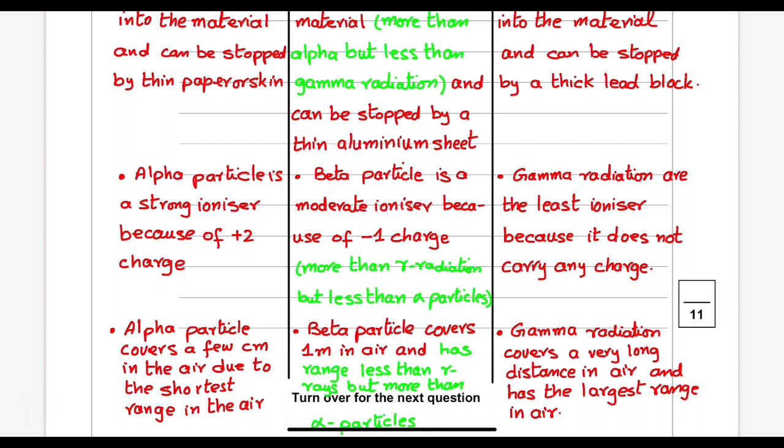Alpha particle is a strong ionizer because alpha particles have the charge of +2, whereas the beta particle is a moderate ionizer and they have the charge of -1. On the other hand, gamma radiation is the least ionizer because it does not carry any charge.